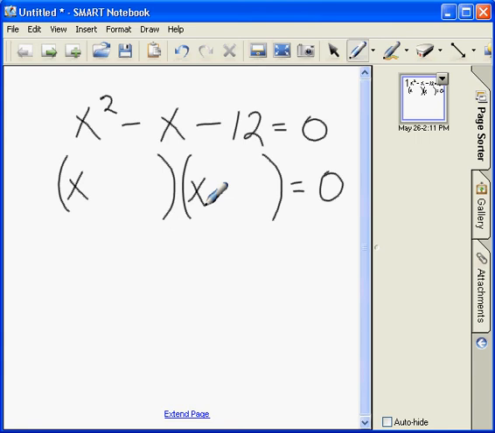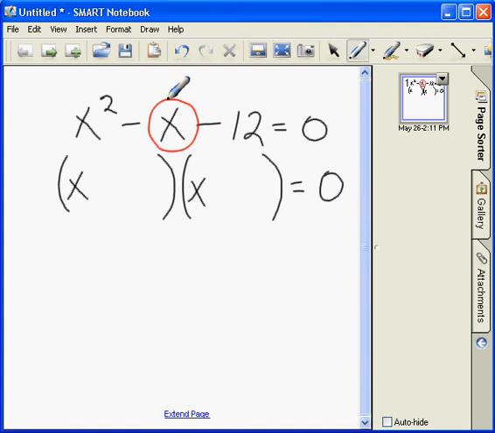Well, 2 and 6, we ask ourselves what's the difference between those terms, and we would come up with a difference of 4. 4 is not our multiplier of x here, so that doesn't work. So we go on to 1 and 12, the difference of those two numbers or those two factors is 11. Again, it doesn't work. 3 and 4 have a difference of 1. Bingo, we're on the right track.